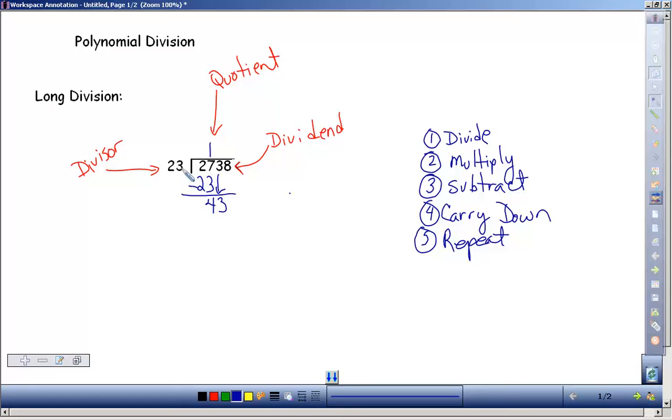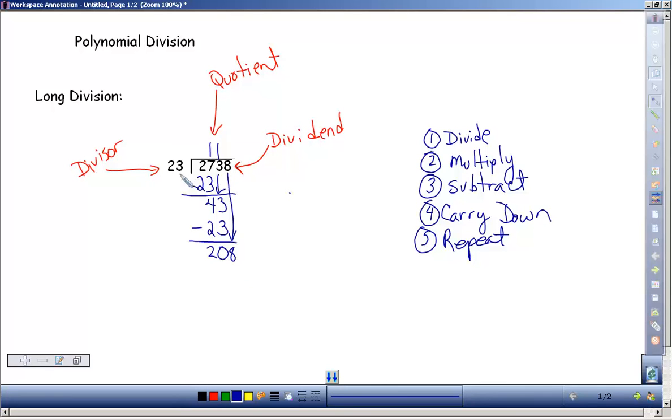Divide. 43 divided by 23. I think 23 will just go into 43 one time. 1 times 23 is again 23. Now we're on step 3, which is to subtract. 43 minus 23 is 20. And then I'm going to carry down the 8 and repeat again.